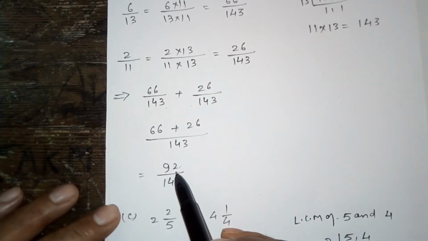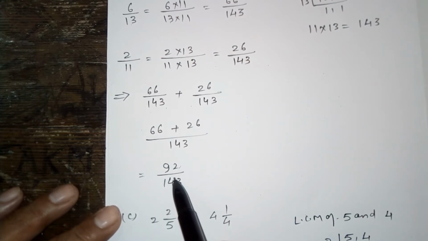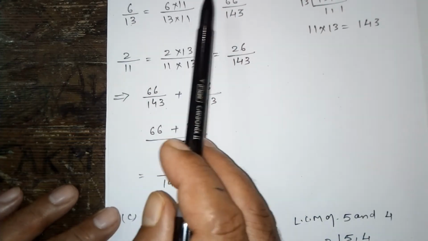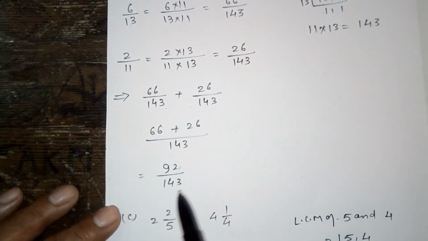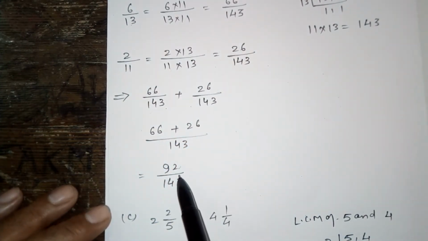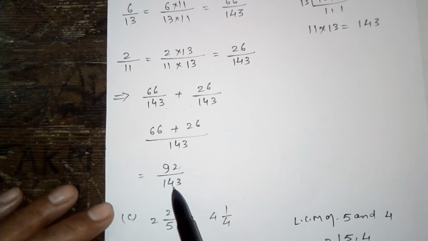So 92 upon 143 is the required answer of the given question.